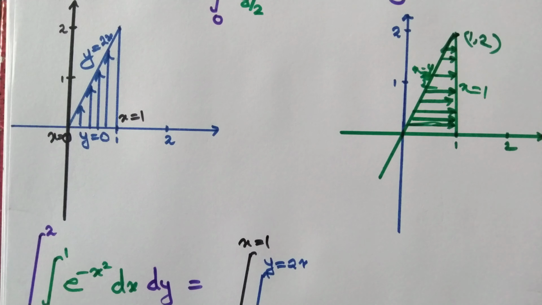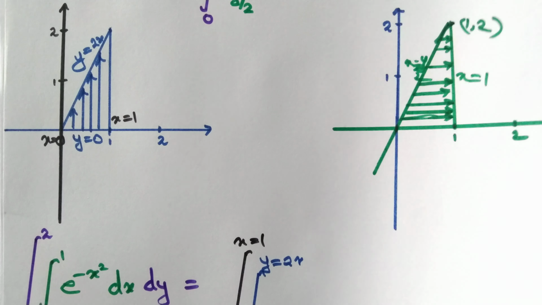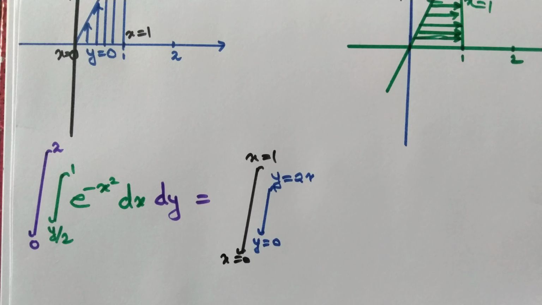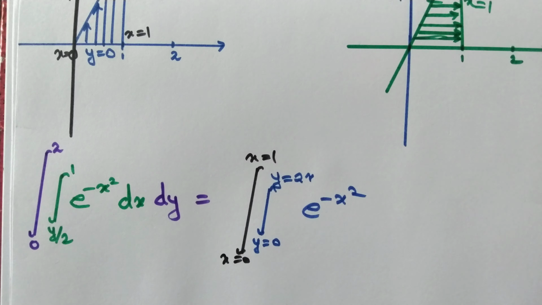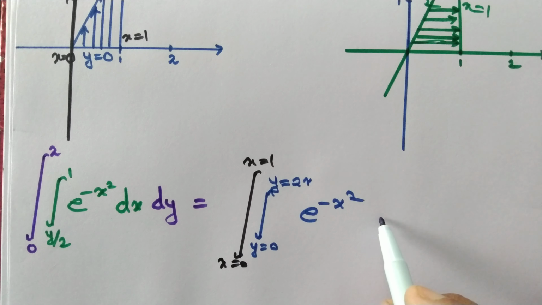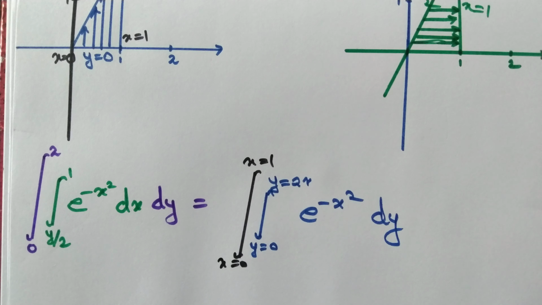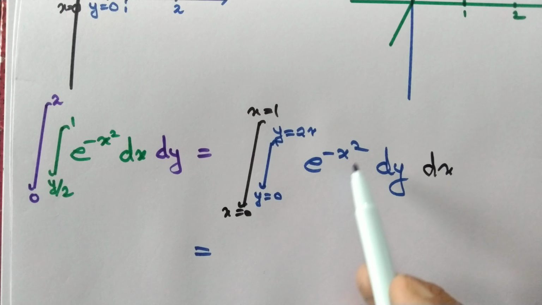What is the function? The function is e to the power minus x square dx. Once again, we are not changing the function e to the power minus x square, and we are not changing the region of integration, so the answer should be the same. However, during this process of changing order of integration, we got a much simpler integral that we can integrate.